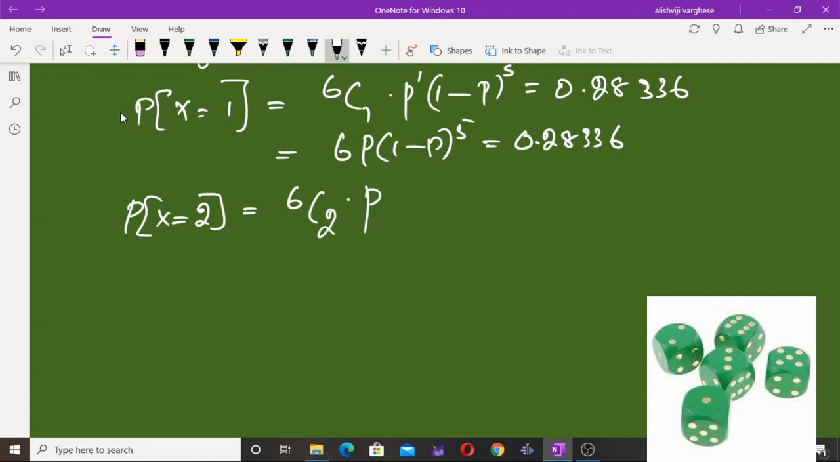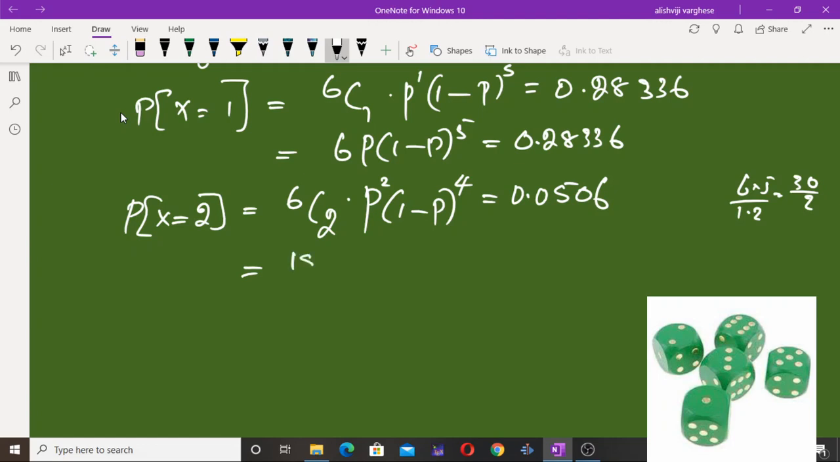The probability that x is equal to 2 is 6C2 p raised to 2, 1 minus p raised to 6 minus 2, that is 4, and that value is equal to 0.0506. Now 6C2 is 6 into 5 divided by 1 into 2, that's 30 by 2, which is 15. So 15p square into 1 minus p, all raised to 4, is equal to 0.0506. This is our equation number 2, and the earlier one is equation number 1.